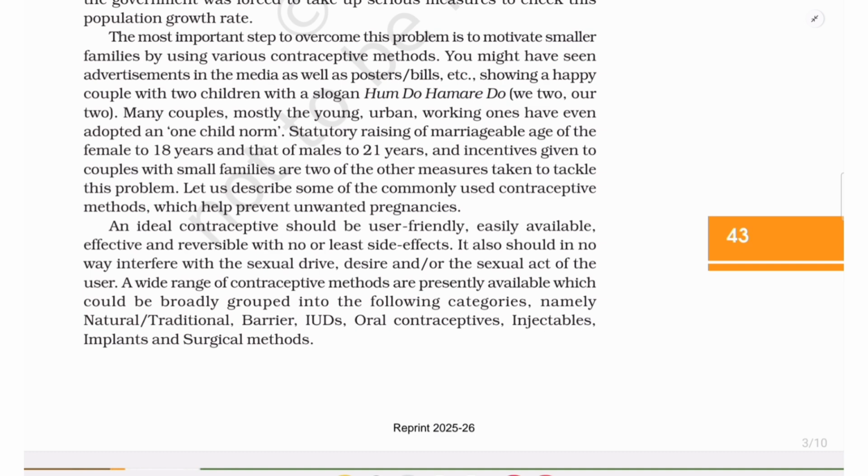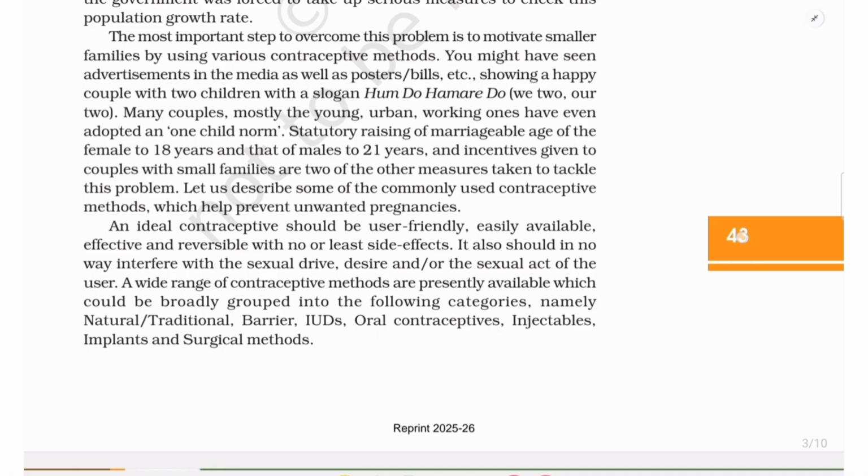Statutory raising of the marriageable age of the female to 18 years and that of males to 21 years, and incentives given to couples with small families are two of the other measures taken to tackle this problem. Let us describe some of the commonly used contraceptive methods which help prevent unwanted pregnancy.